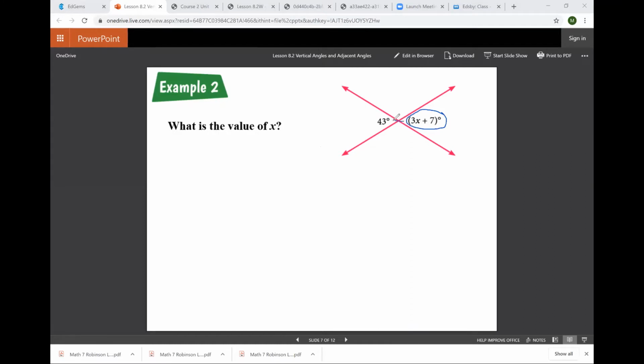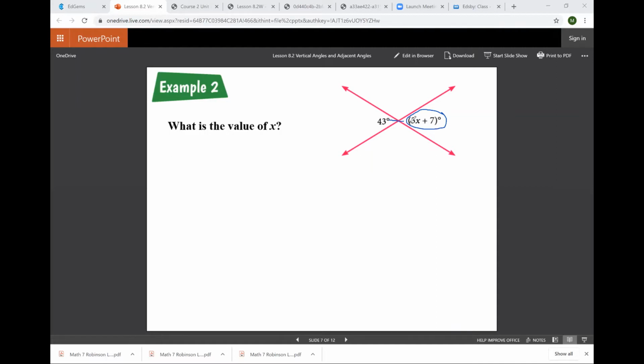Well, it's right across from here, and we know that these two are equal. So 3x plus 7 degrees is equal to 43. So we got to solve an equation. Don't let the degrees get you all messed up. I know in your mind you're like, but why? Why would they do that? That's not the point. We have all these issues and problems in the world, and we don't always know why, but we have to solve them, okay?